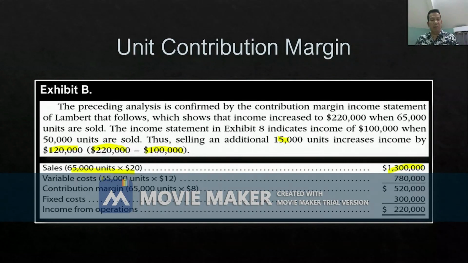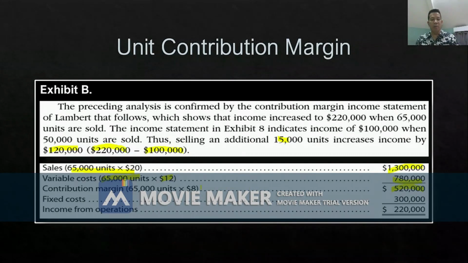So saan natin kinuha, bakit nagiging 65? Because Lambert has an additional 15,000 units, times the variable cost of $12, we have $780,000. Therefore, the contribution margin is $1,300,000 less $780,000, so we have a contribution margin of $520,000.